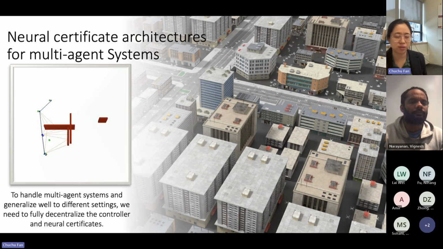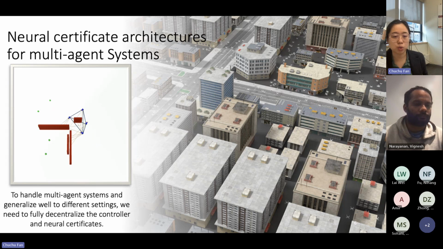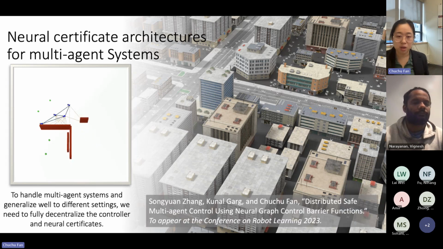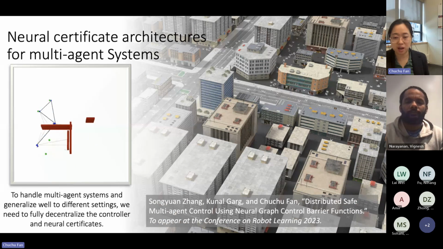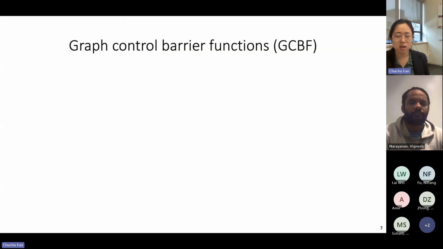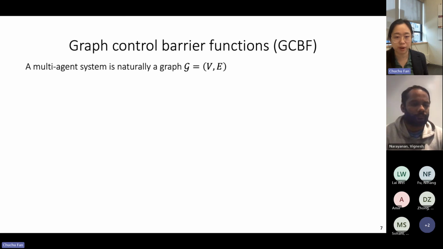really generalize to different numbers of agents, to a large number of agents, and also to the changing environment. This work was presented a couple of weeks ago at the Conference on Robot Learning. The approach we're taking is called graph control barrier function. I have mentioned barrier functions, but here is a slightly new concept on top of the traditional control barrier function, called graph control barrier function.